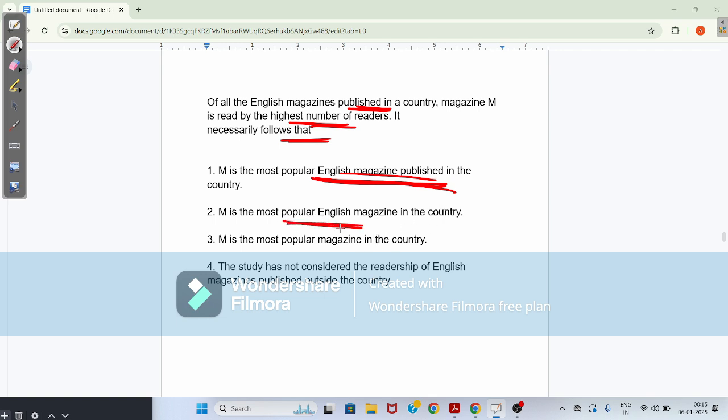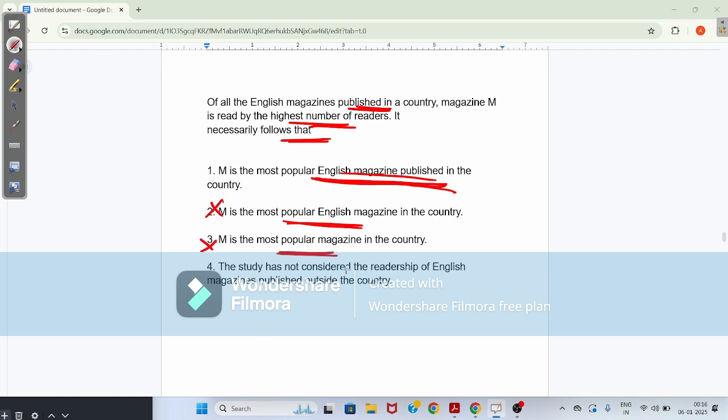Yes, it is one of the most popular English magazines, but it is not the correct option here. M is the most popular magazine in the country here. This is also one of the magazines, it represents just one of the magazines here. So this is also not the correct option.